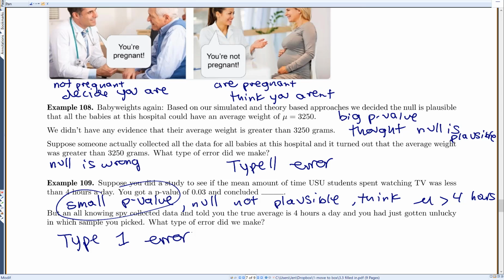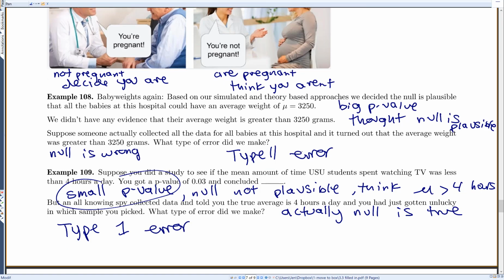So let's see. We thought that it was greater than 4 hours. It actually is 4 hours. So actually the null is true. Okay. We made a type 1 error.